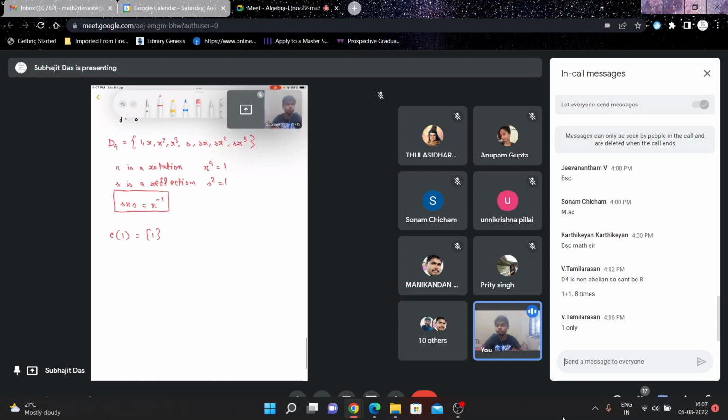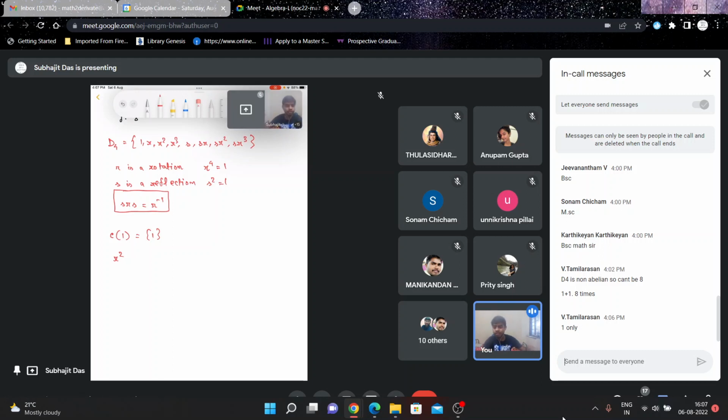Now we want to find out the conjugacy classes. So the conjugacy classes will together give you a partition of D4, right? That we know. So we want to find out the conjugacy classes of all the other elements, right? So let's concentrate on R square for the time being. We want to find out what is the conjugacy class of R square.